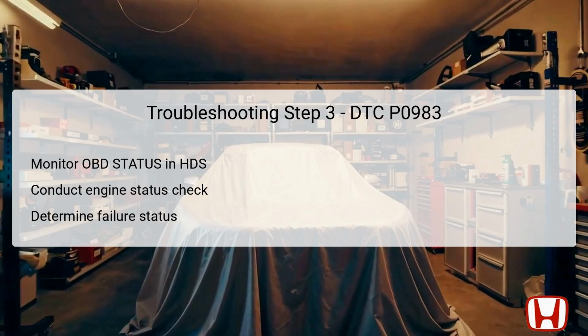However, if the HDS displays passed, it can suggest that any issues may be intermittent or related to wiring connections. In such cases, it becomes essential to check for poor connections or loose terminals between shift solenoid valve D and the powertrain control module, PCM.